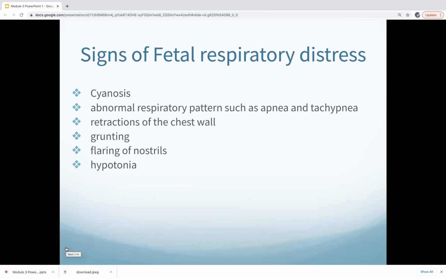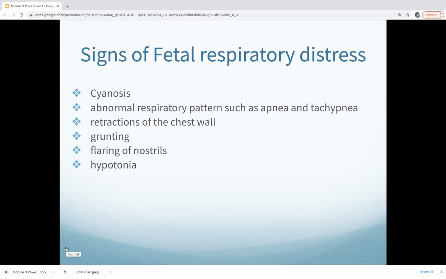Some of the things you want to watch for when the baby is born are signs of fetal respiratory distress. We're going to talk a lot more about that in other lectures. So cyanotic, blue, blue baby, abnormal respiratory pattern. The baby may have periods of apnea and tachypnea.